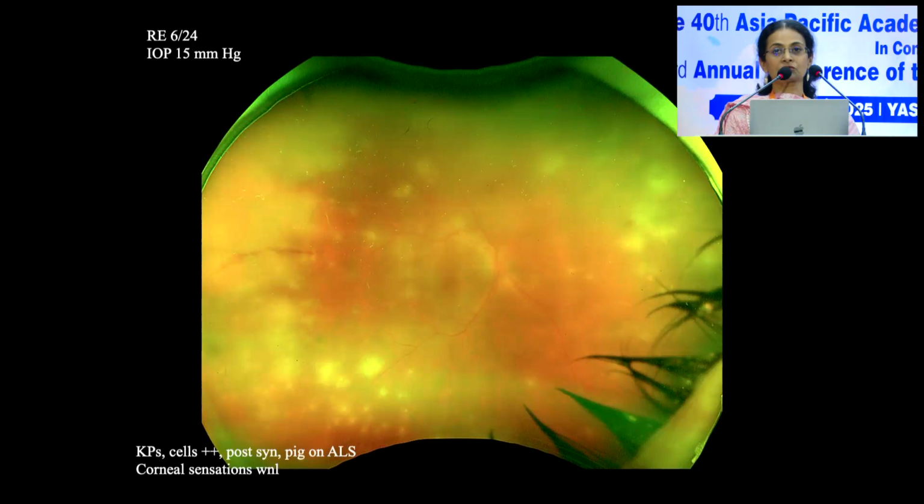His vision was 6/24 despite so much vitritis, and you can see multiple tiny discrete retinitis lesions all over the periphery, along with tongue-shaped lesions of retinitis. So we had both. His IOP was fine. He had KPs, 2+ cells, and posterior synechiae. Corneal sensations were normal.